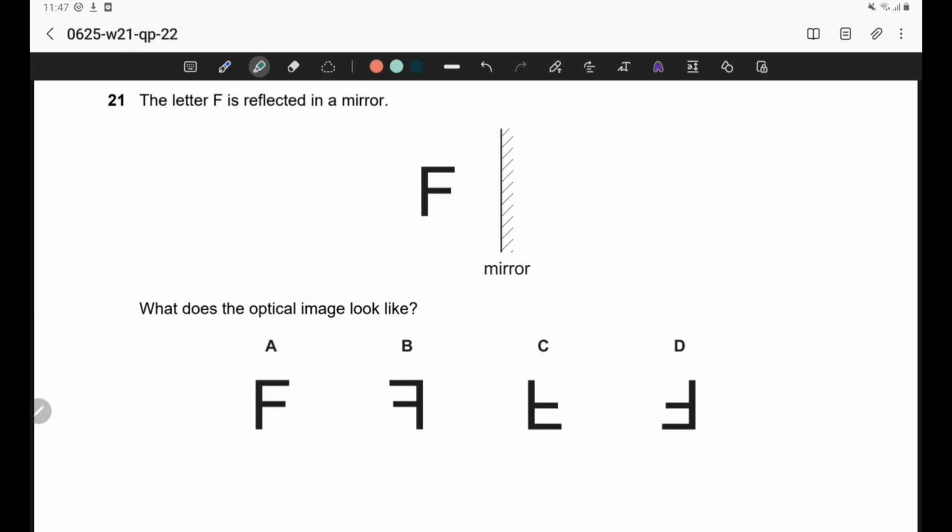Question 21. The letter F is reflected in a mirror. What does the optical image look like? So here we need to know the characteristics of the image formed in a plane mirror. The image will be erect, not inverted. So options C and D are wrong, but it will be laterally inverted. Therefore, the correct answer is option B.